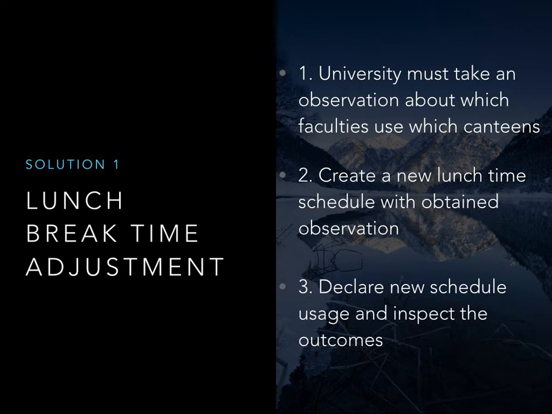For the steps to implement the first solution, lunch break time adjustment: First, the university must make an observation about which faculties use which canteens. Then, they must create a new lunch time schedule with the obtained observation. The point is that the faculties using the same canteen must be divided into 2 groups. Then, the third step, declare the new schedule usage and inspect the outcomes. Is anything going better, or what should be further improved?